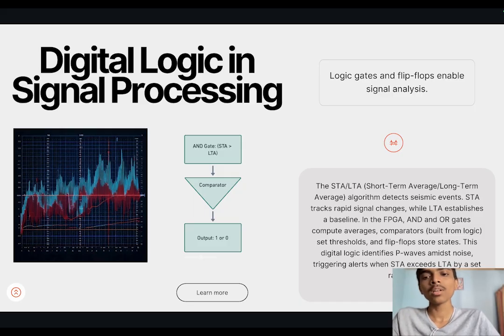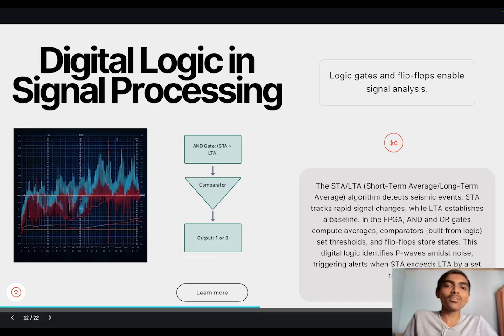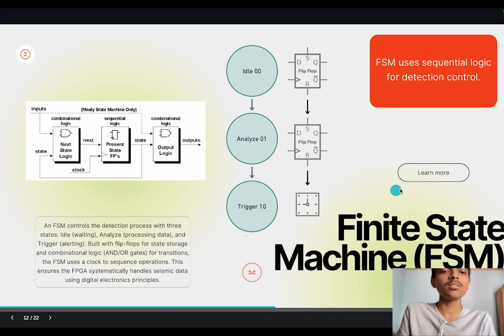This digital logic identifies P waves amidst noise, triggering alerts when STA exceeds LTA by a set ratio, then an earthquake is detected. Now we'll look into the finite state machine design.